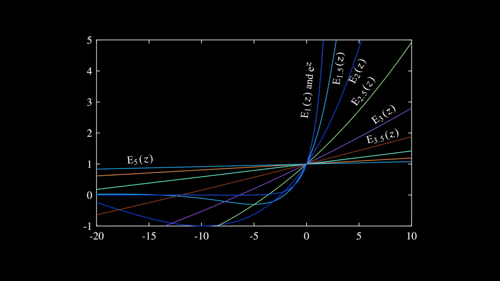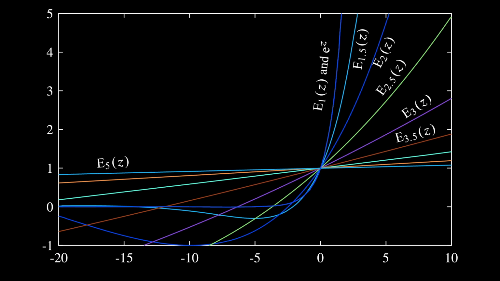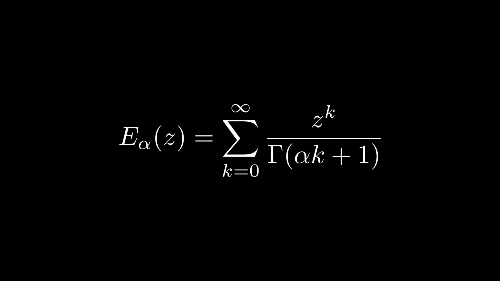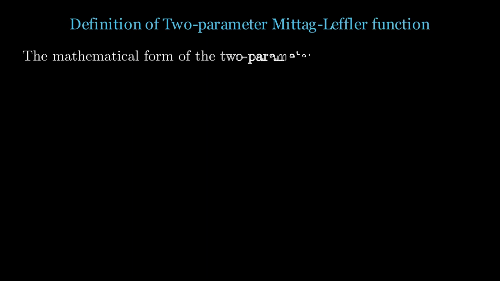Here I have shown the curve of the one-parameter Mittag-Leffler function for various values of alpha. Consider again the definition of the one-parameter Mittag-Leffler function. If 1 in the gamma function is replaced by a variable beta, the two-parameter Mittag-Leffler function can be introduced. If beta is equal to 1, the two-parameter Mittag-Leffler function reduces to the one-parameter Mittag-Leffler function.